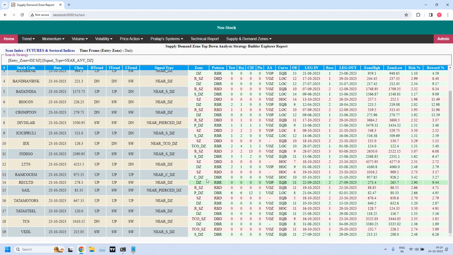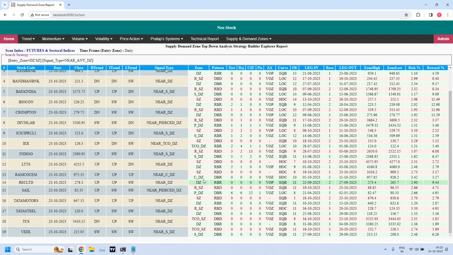Ramco Cement C_DZ. This is high on the curve, so you should look for only intraday trade only. They are quite dangerous. And moreover, S_DZ has higher priority than C_DZ in the daily time frame. In 75-minute, monthly and quarterly, C_DZ is very powerful. But in the daily time frame, S_DZ is more powerful than C_DZ.